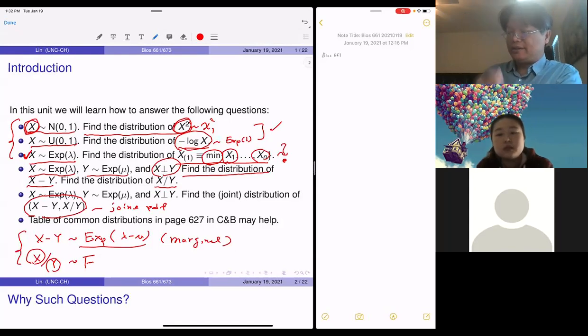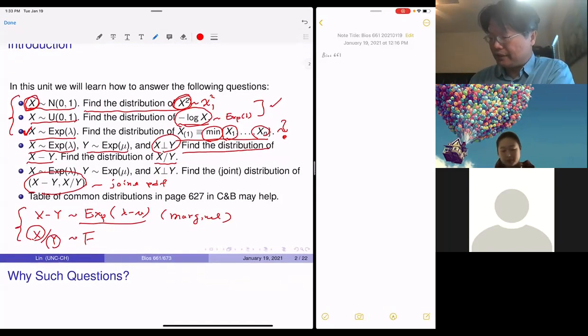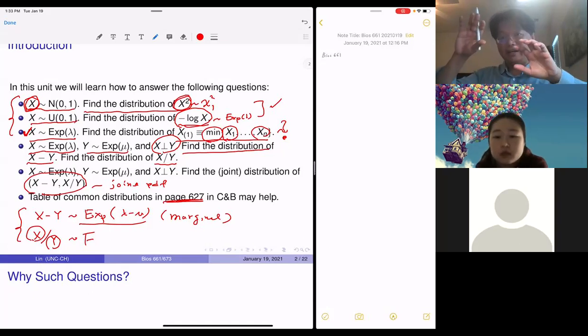Okay, so that means these are fundamental surviving skills. Moving on. Okay, good. The good thing is that's why the Casella and Berger book is so good. You can find page 627 in Casella and Berger. You will see boxes and arrows and a bunch of things connected to each other, showing the relationship between distributions.